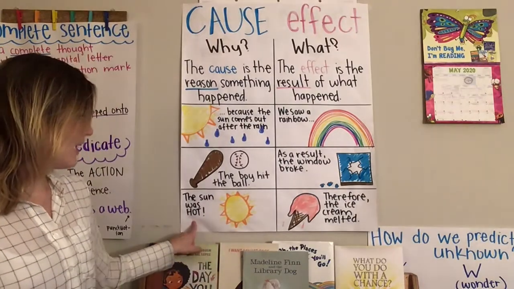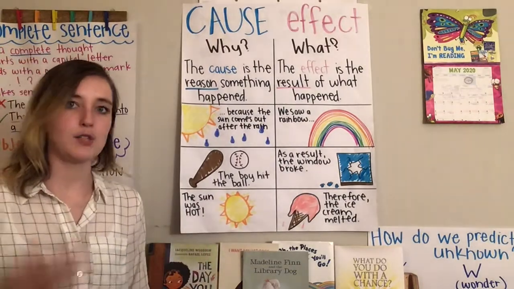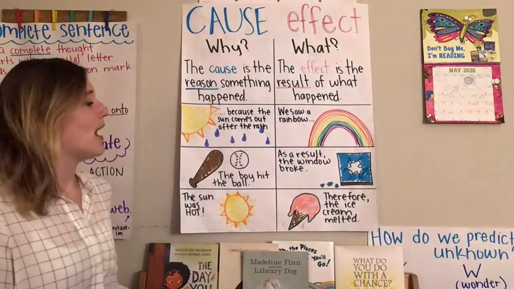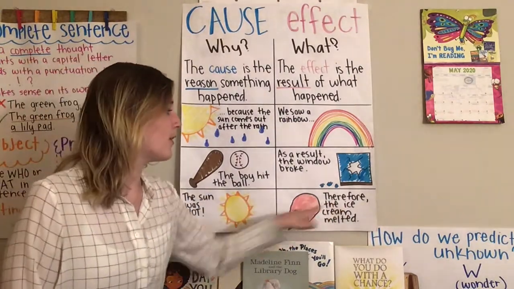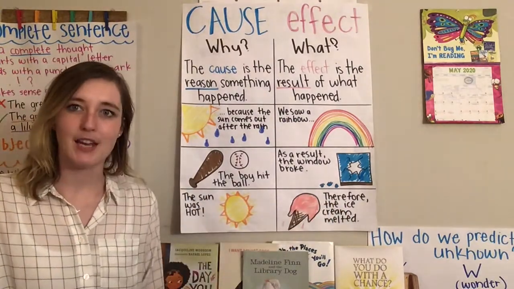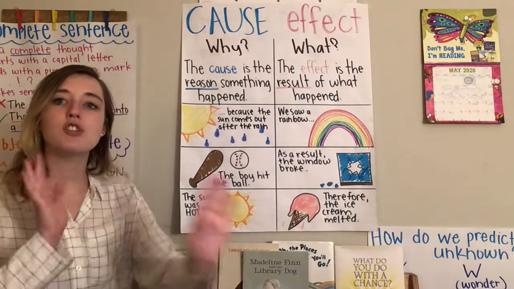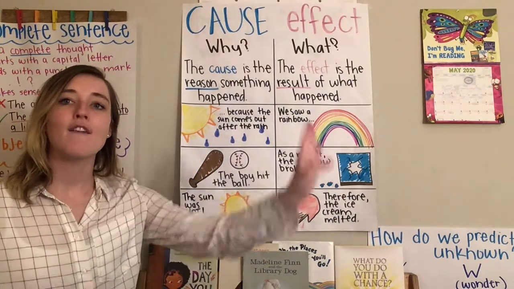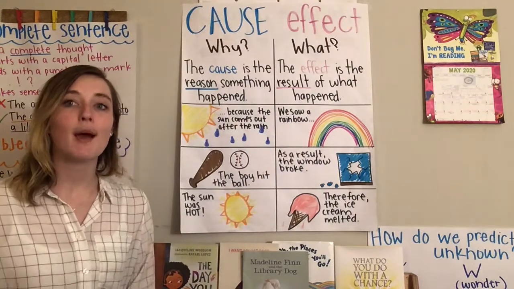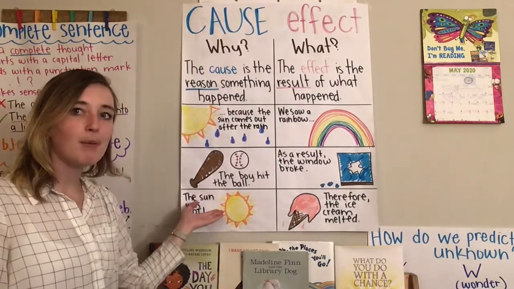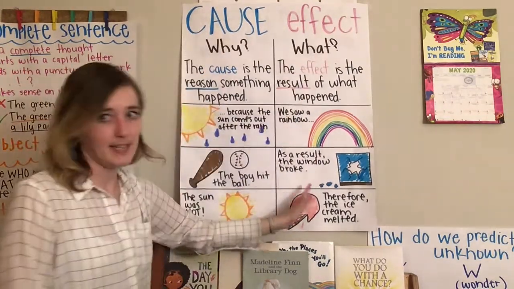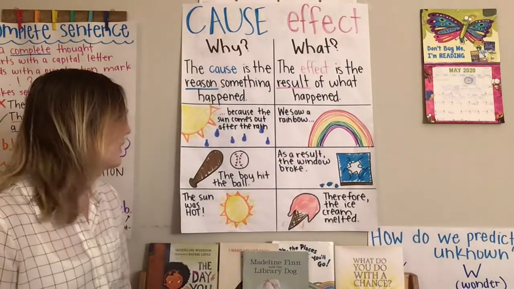Last one is the sun was hot. That's the cause, why something occurs. And what happens is, therefore, the ice cream is melted. So we have some relationships. Sometimes you can hear about the effect before the cause, but what's really happening is why something happens and then what happens or the result, okay?